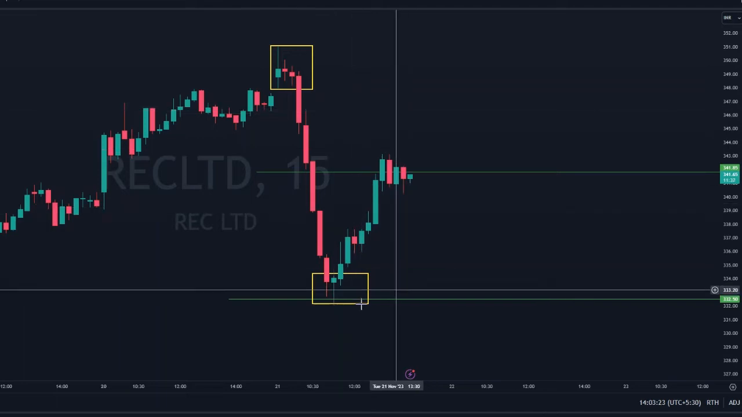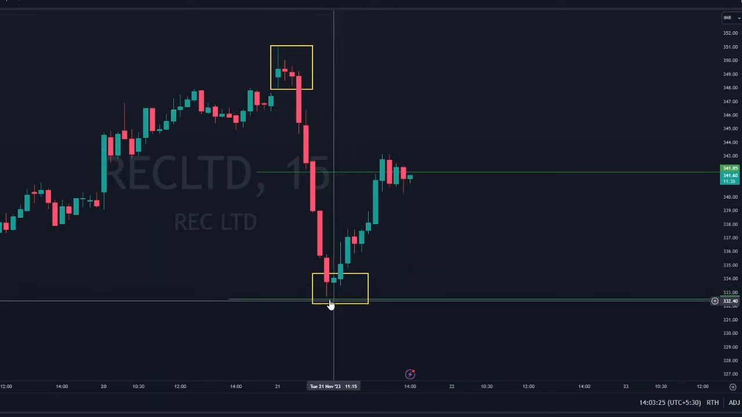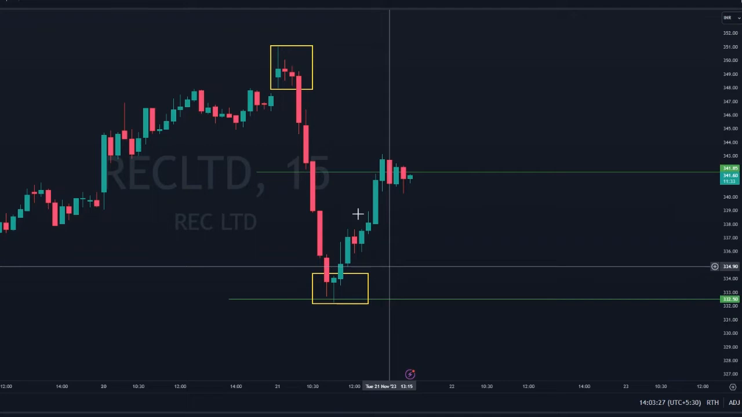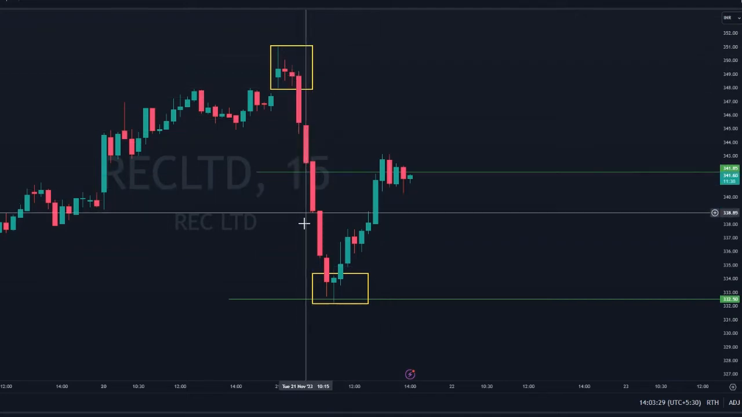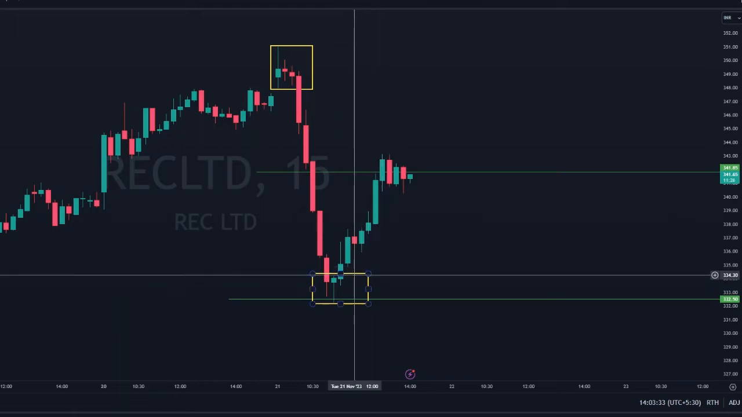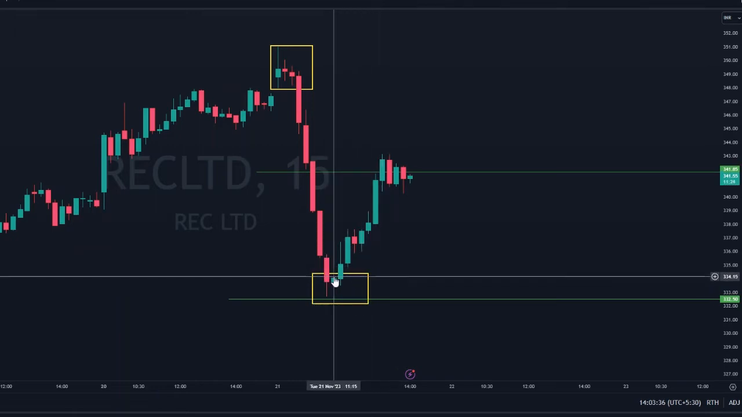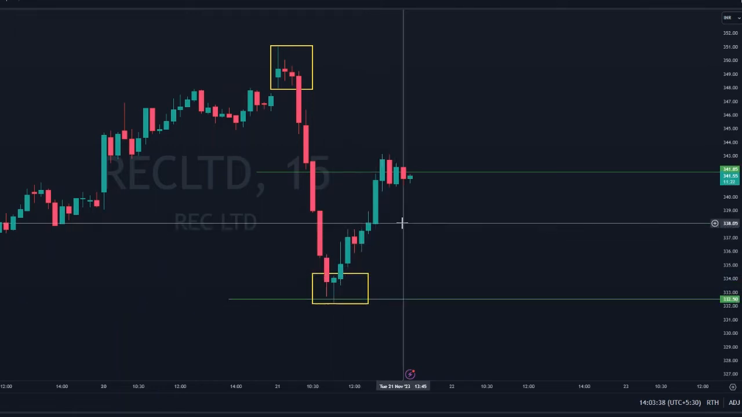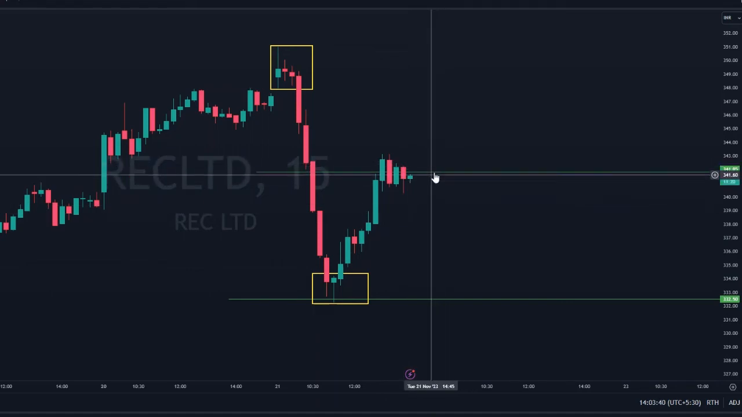So what I got interested in was this hammer at a key support level, and also a vertical fall, which means the probability of reversal is very high. And I took long here at 334 with a 330 stop loss, and I booked it at 341.